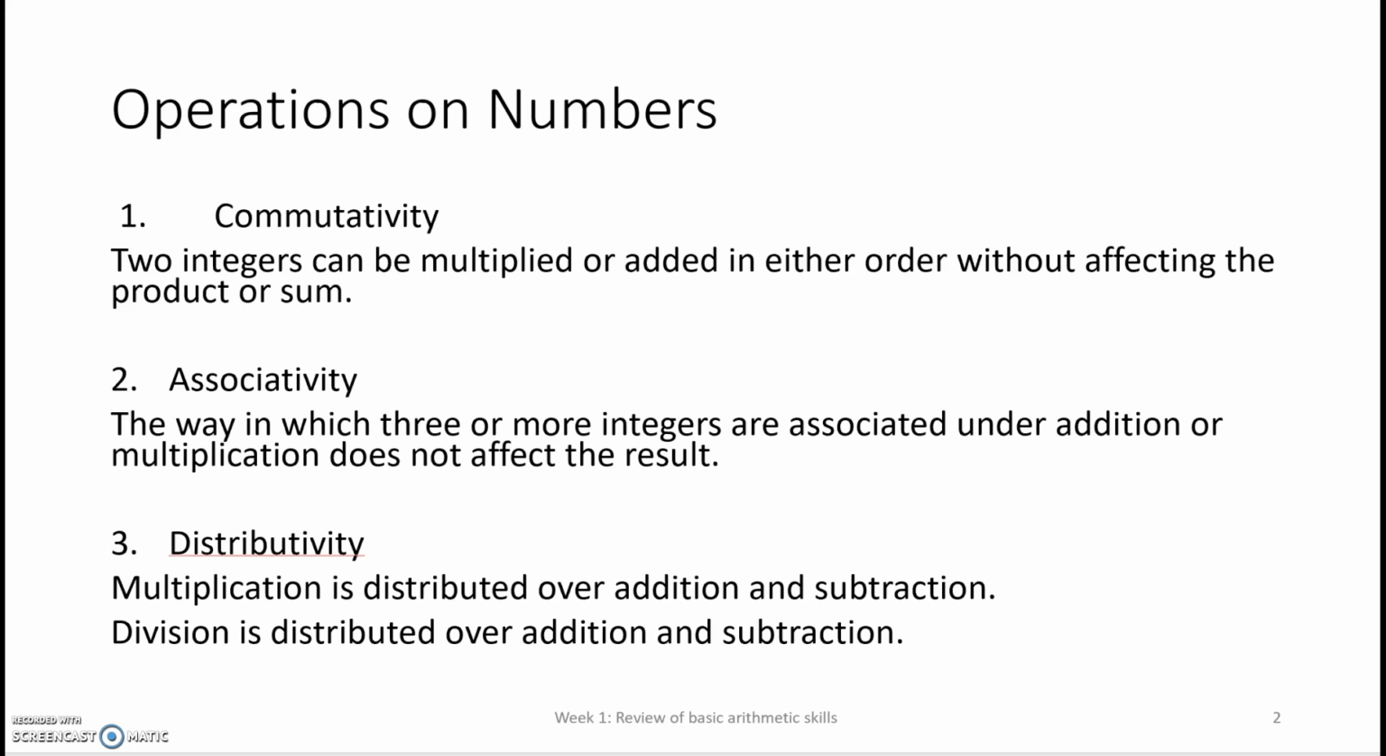The first one that we need to look at is commutativity, and this is where we talk about the order of something happening, and we can look at two numbers can be multiplied or added in either order without affecting their product or their sum. So if we say 3 plus 4, we know that it's going to be exactly the same as 4 plus 3, and similarly 3 times 4 is the same as 4 times 3. We say that addition is commutative or commutative, depending on how you pronounce it, and so is multiplication.